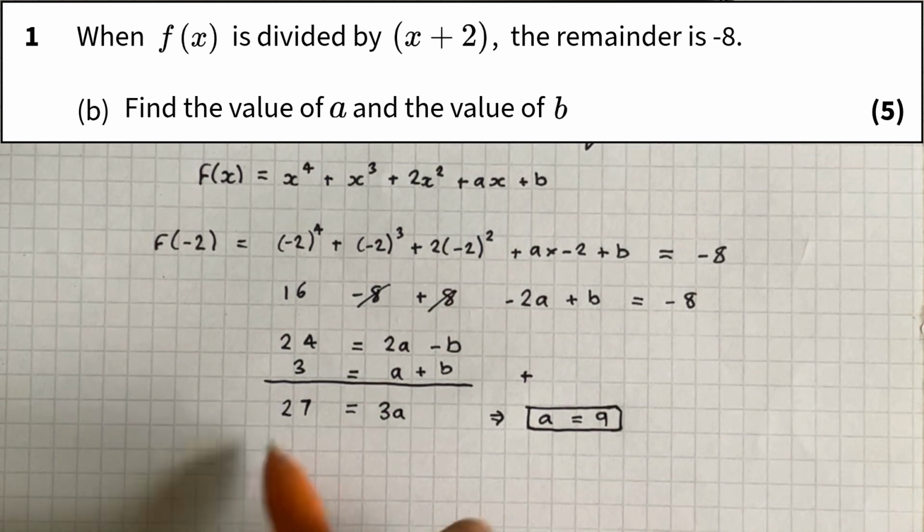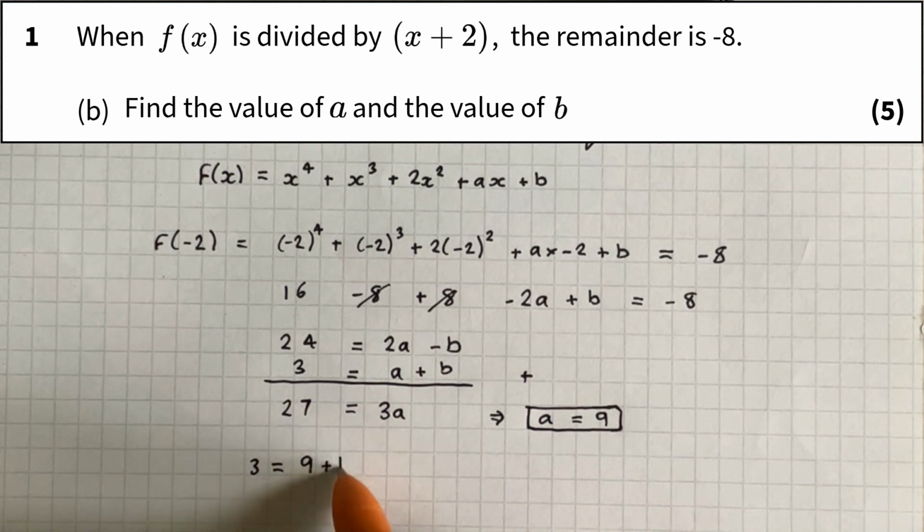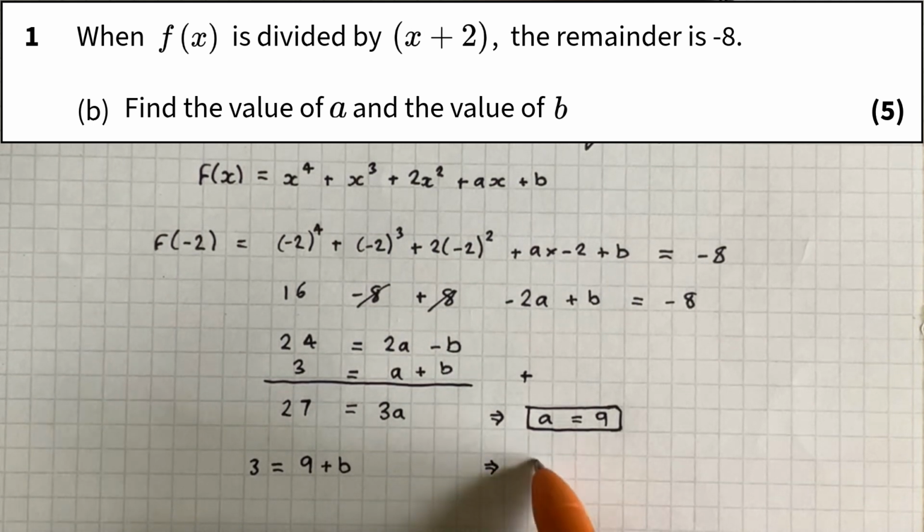Given that a is equal to 9, I'm going to sub it back in, probably use the second equation, it looks a bit simpler. 3 is equal to 9 plus b, therefore b would be equal to negative 6.